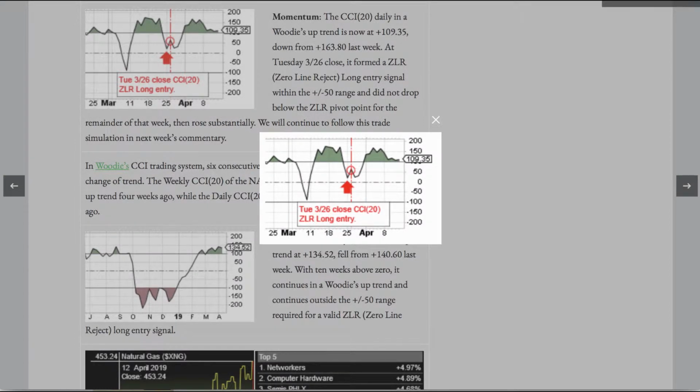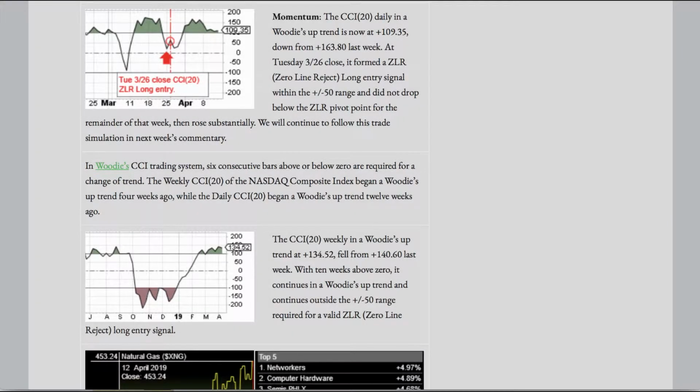Momentum. The CCI 20 daily in a Woody's uptrend is now at a positive 109.35, down from positive 163.80 last week. At Tuesday 3/26 close, it formed a zero-line reject long entry signal within the plus or minus 50 range and did not drop below the zero-line reject pivot point for the remainder of that week, then rose substantially. We will continue to follow this trade simulation in next week's commentary.